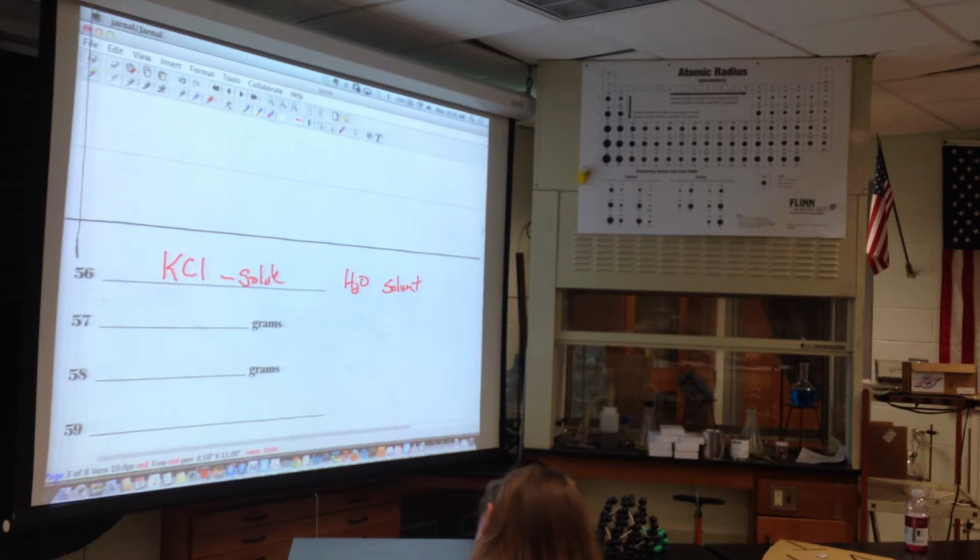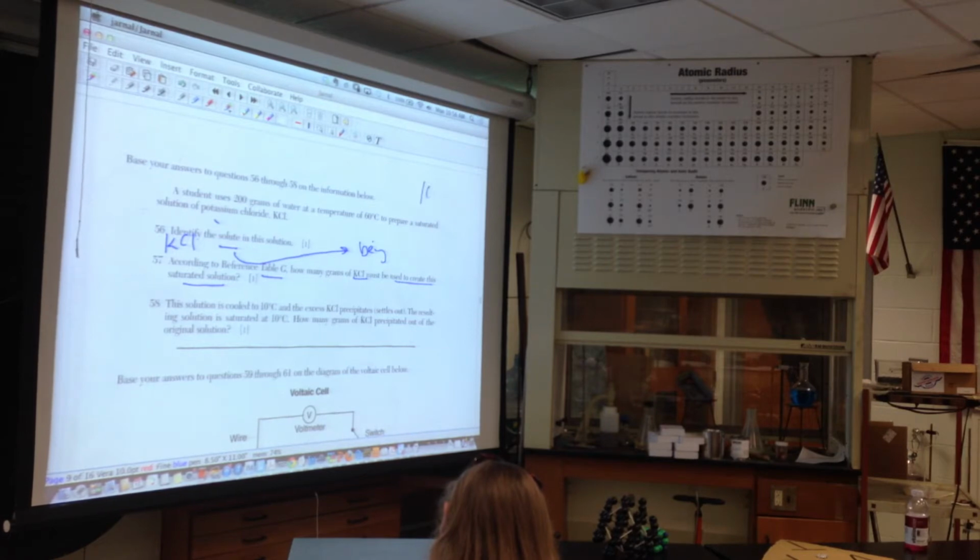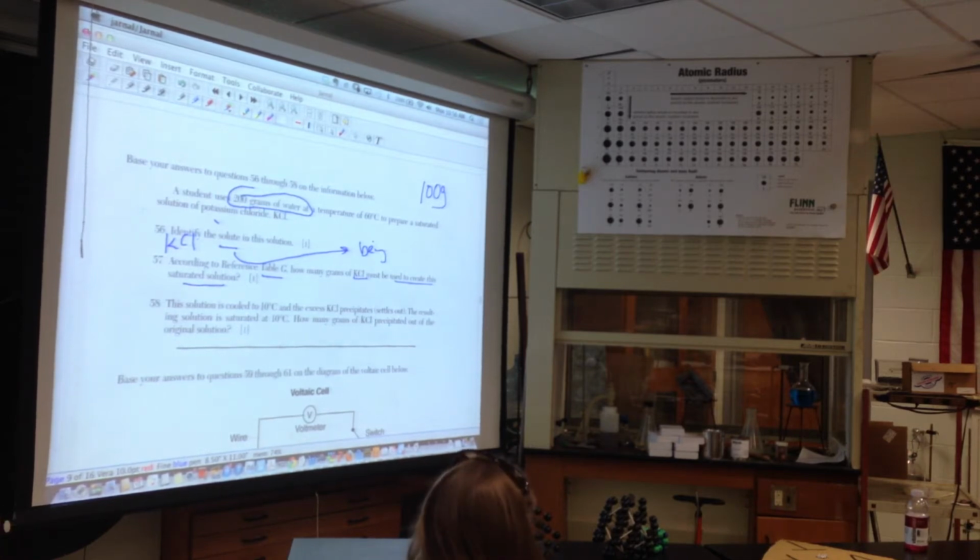Okay? Number 57. According to reference table G, how many grams of KCl must be used to create this saturated solution? Now, hold on to your ponies for a second. Table G is based on 100 grams of water. They said we're using 200 grams of water. So the information we have on table G has to be adjusted. Well, if there's twice as much water, there's twice as much solubility.